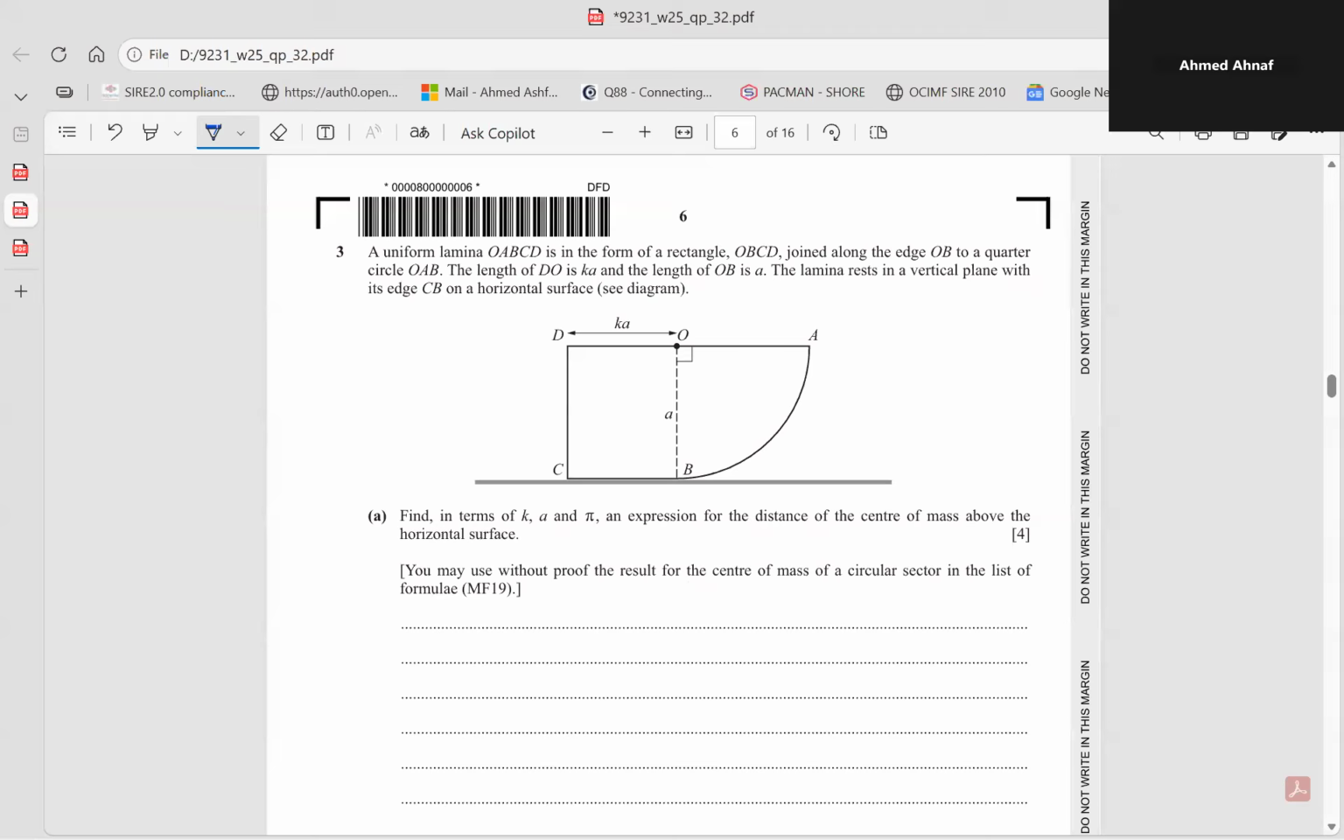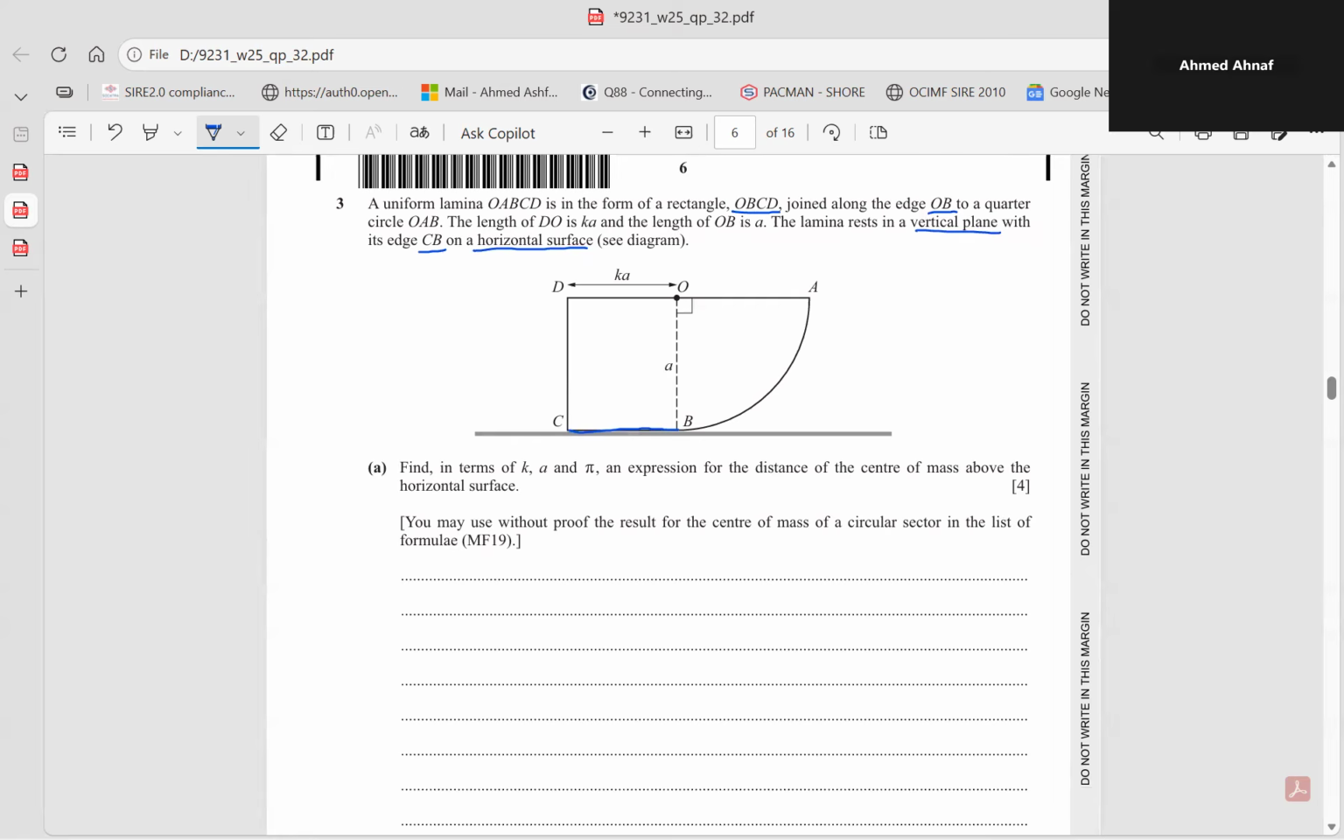Okay, so for this question, we are told that a uniform lamina OABCD in the form of a rectangle OBCD, that sounds funny, so this rectangle right here, is joined along the edge OB, so this edge, to a quarter circle OAB. Length of DO is ka, so you can see it's given here. Length of OB, the radius, is a. The lamina sits in a vertical plane with its edge CB on a horizontal surface. See the diagram. Yeah, so CB is resting on the horizontal surface.